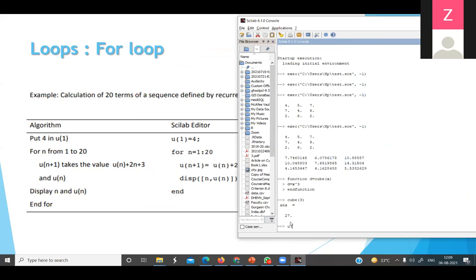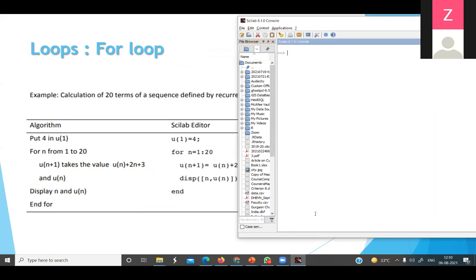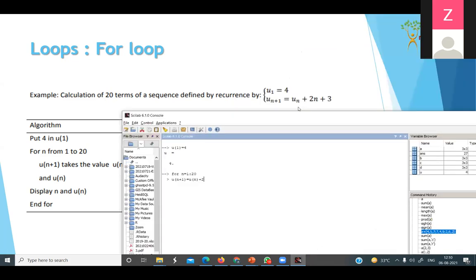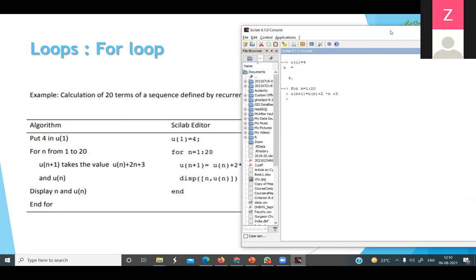So u1 is assigned a value of 4. Let me clear the screen. So let us assign u1 equal to 4. We already know that the statements are to be executed 20 times, calculation of 20 terms for n equal to 1 to 20. The next step is given by u(n+1) equals un plus 2 into n plus 3. And whatever number is generated, I want to display that number.